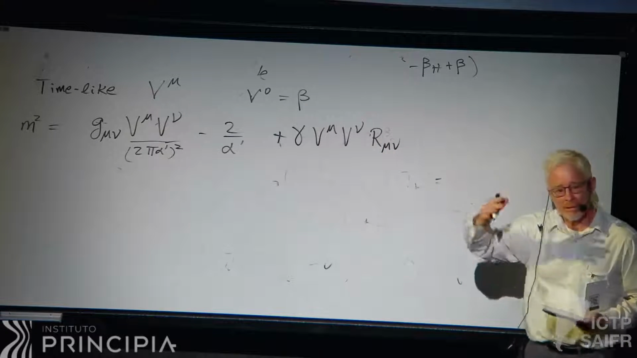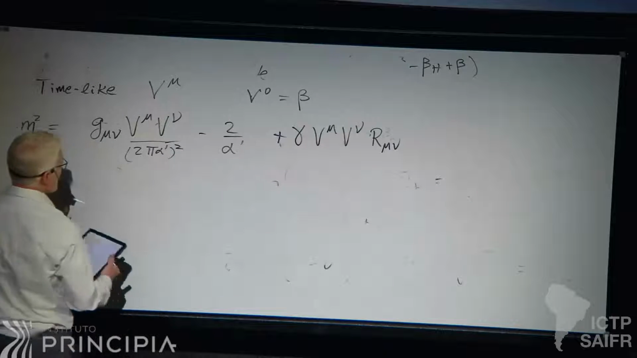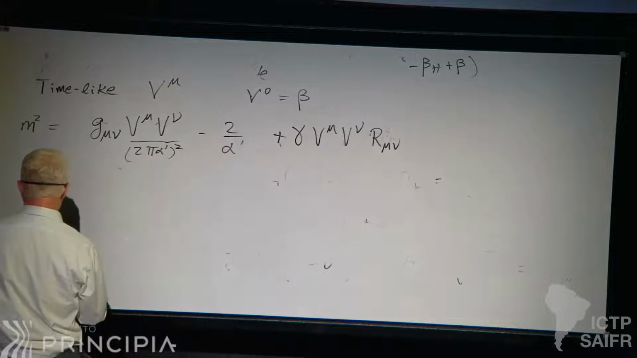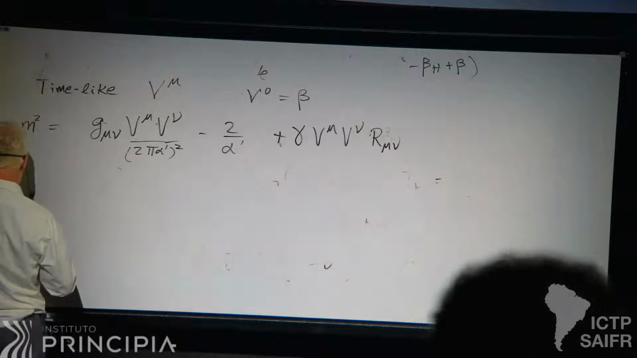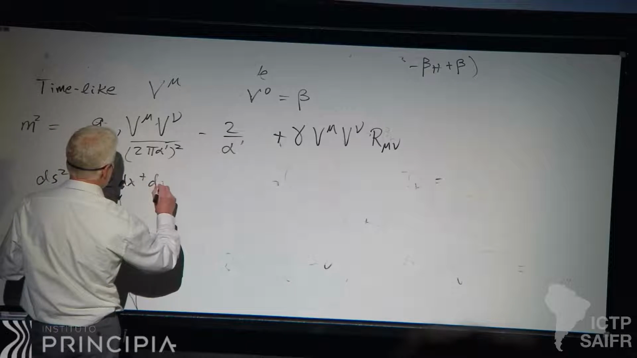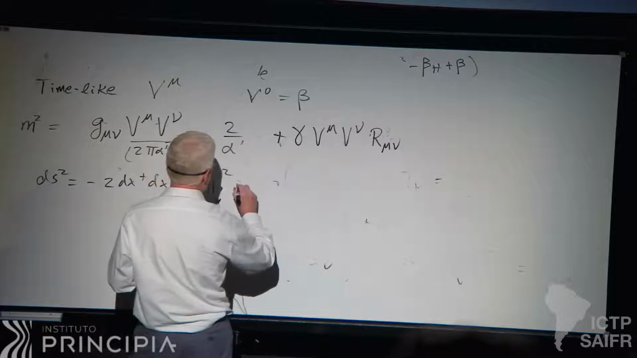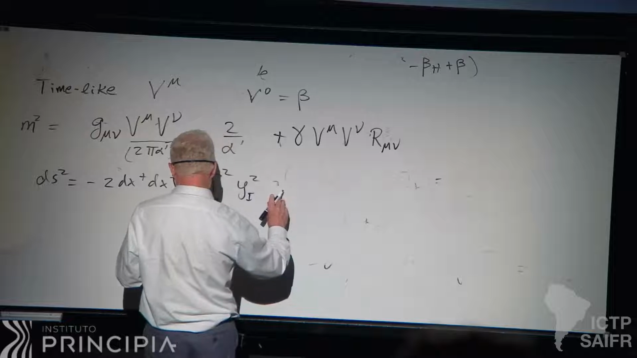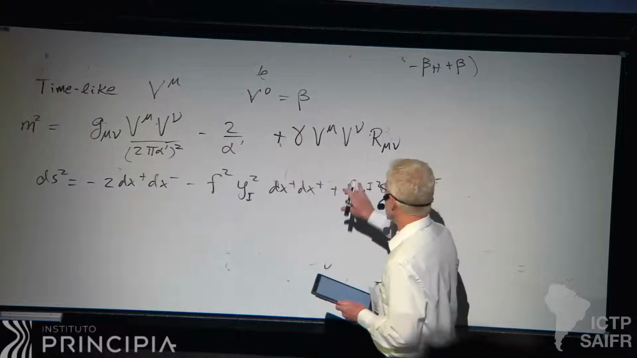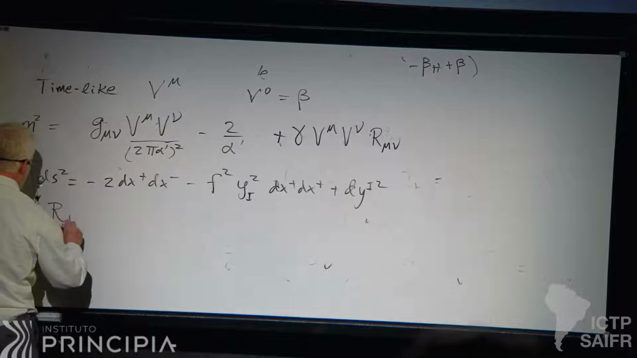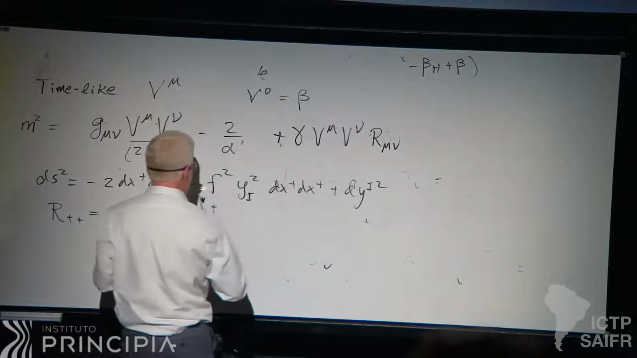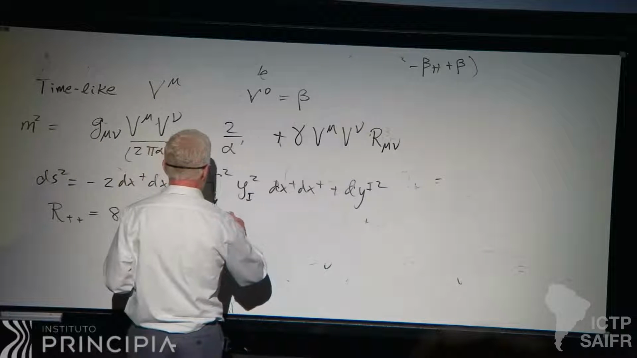In flat space, R mu nu is 0. In curved space, it's not. But now this should be true not just for AdS, but also for the plane wave. So in the plane wave case, let me write down what this metric is: ds squared is minus some f squared times y i squared times dx plus squared, plus dy i squared. In that case, the only non-trivial contribution is R plus plus, which is equal to 8 f squared.